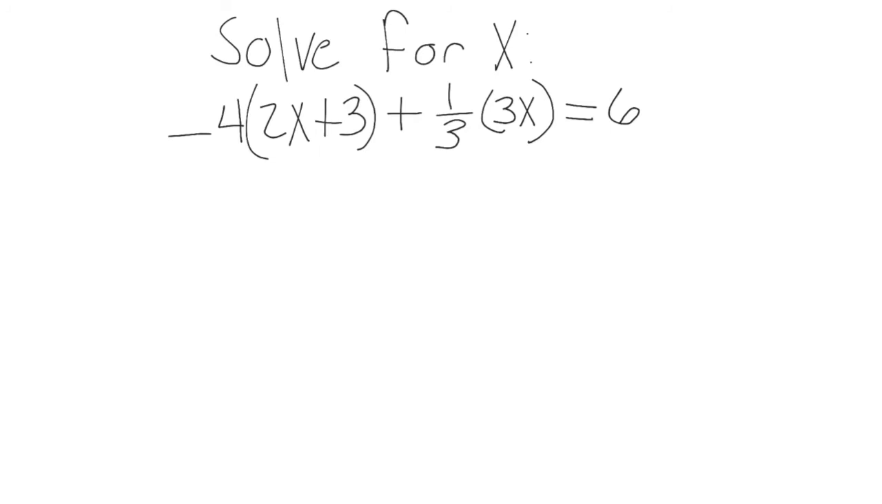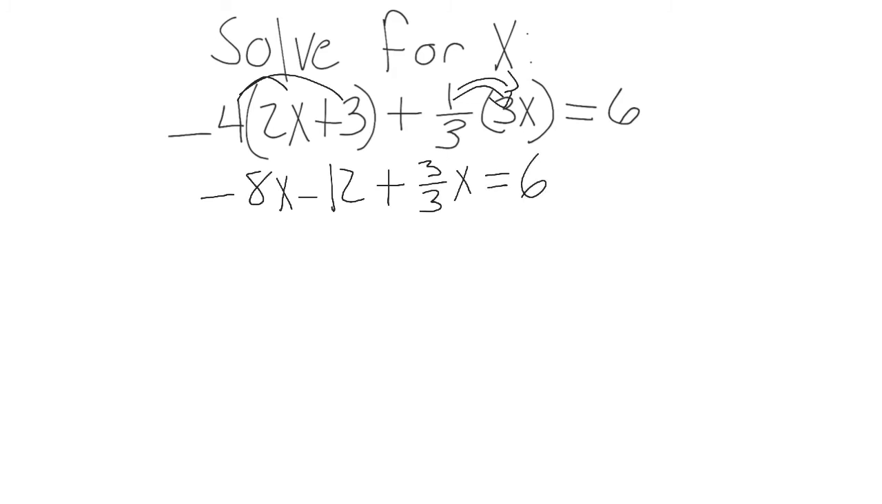Okay, now that we're back, I'm going to quickly go through the steps here. This -4 gets distributed both times here, leaving us with negative 8x minus 12 plus 1/3 times 3 here will give me 3 over 3x. This gets multiplied to the numerator. The denominator stays the same. And we have 6 on the right here. I'm going to start by rewriting negative 8x minus 12 plus 3 over 3. These 3s cancel. We're just left with x equals 6.